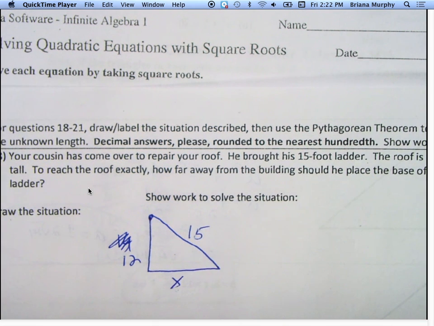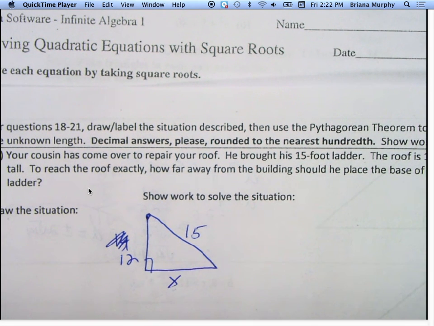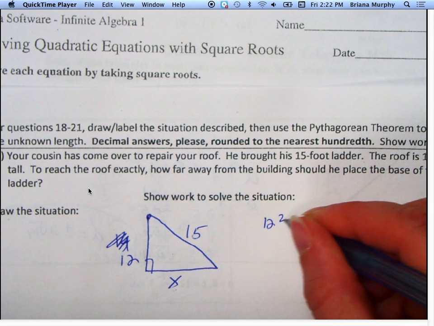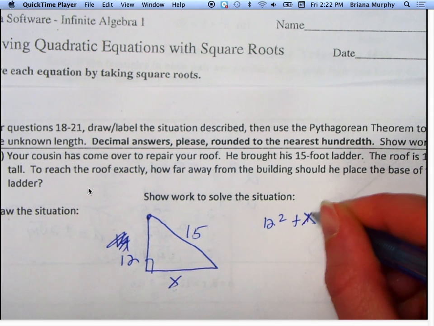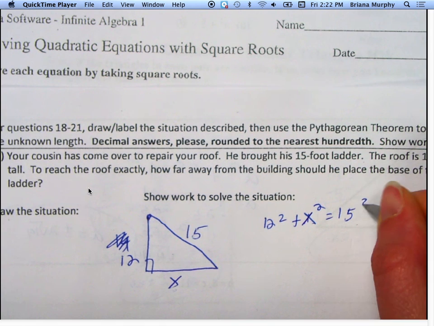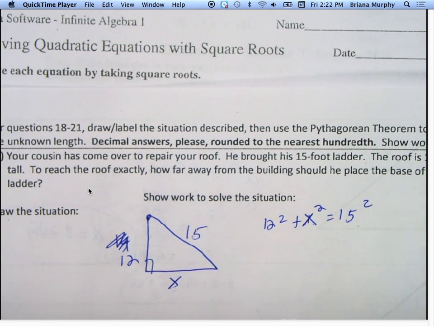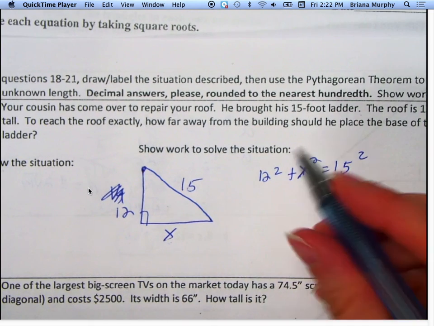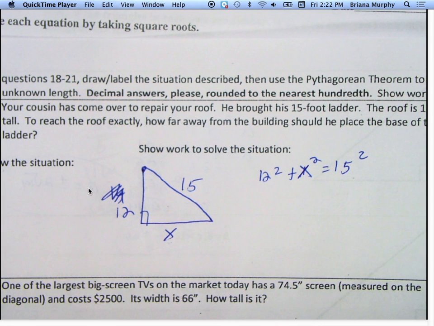Do we see how it makes a Pythagorean theorem or right triangle? Yes. Okay, so that's 12 squared plus x squared equals 15 squared. So I get what? If it doesn't tell you what C is, C is always going to be on top. C is always going to be the one that's slanted. We can't put a ladder straight up and down. It's really hard to climb. So the ladder is going to be the slanted part.